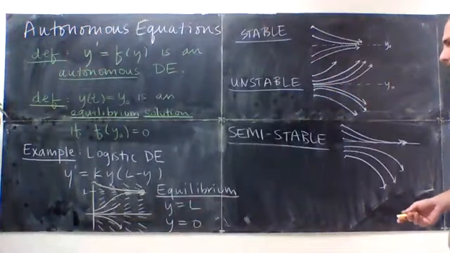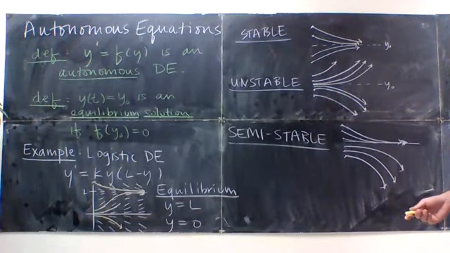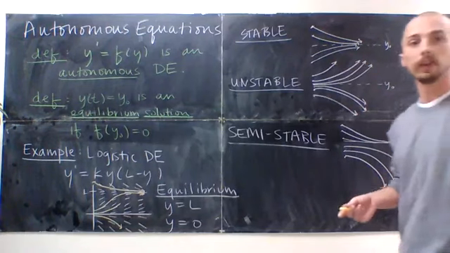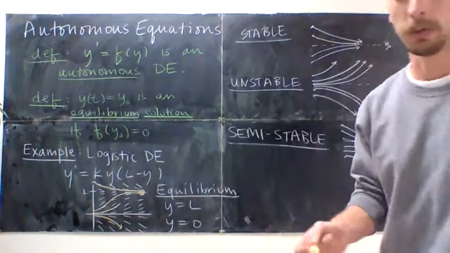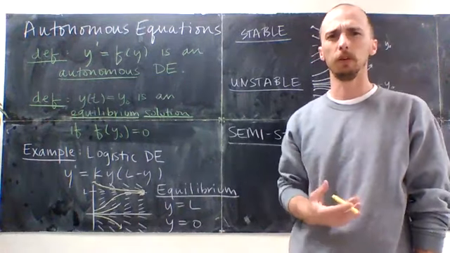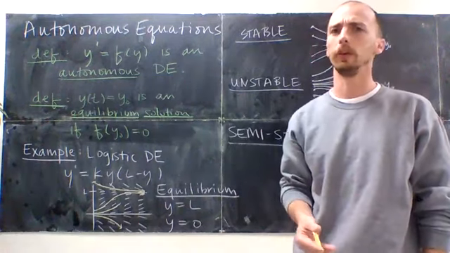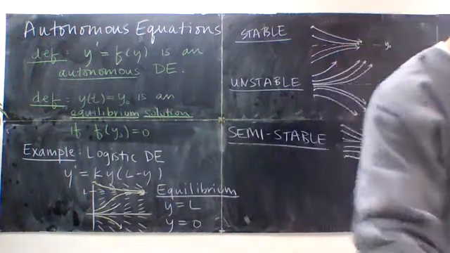Okay? And now in order to show you an example of something that's semi-stable, I believe I am going to need to cook up a new example. And then maybe I'll show you some machinery you could use to make that determination on just some general differential equation.